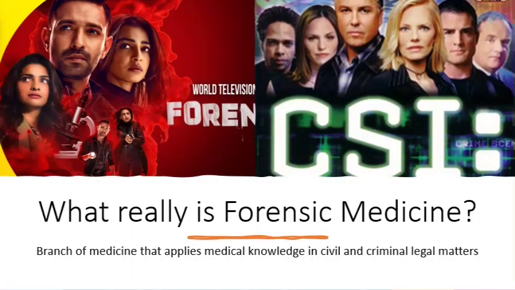Forensic medicine is a somewhat interesting area to work in. It's a branch of medicine where basically medical principles and medical concepts are applied in civil and criminal legal matters, mainly for the benefit of justice, but also sometimes for public administration and civil compensation issues and so on. The investigation of deaths is a main component of forensic medicine practice.